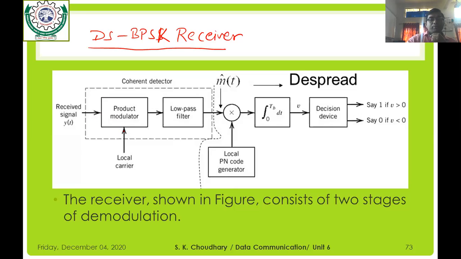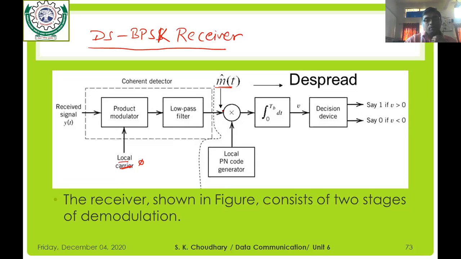Then, because it is a coherent detector, we have to use a local carrier generator. It would have the same carrier signal phi that we used on the transmitter side. So finally we generate a signal out of this product modulator, which is passed through a low pass filter. The output of the low pass filter is m cap(t).